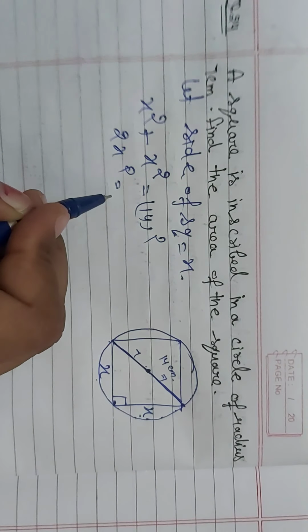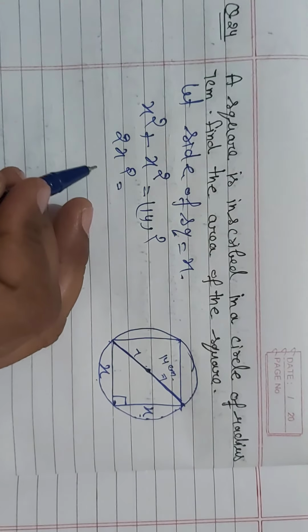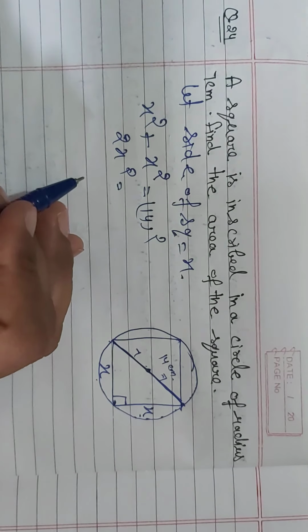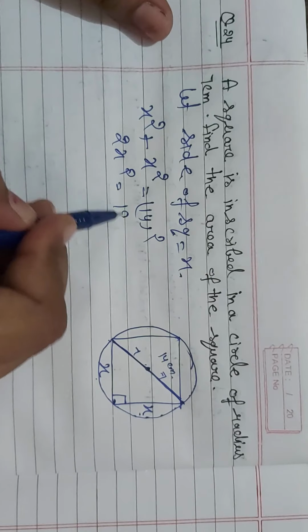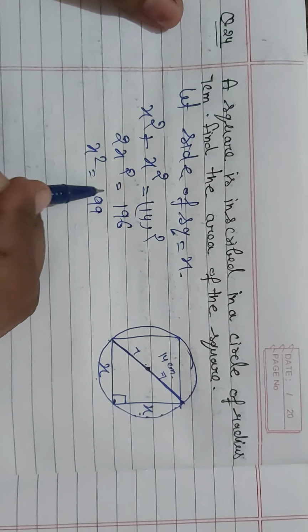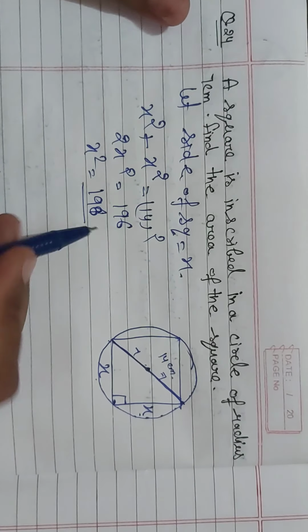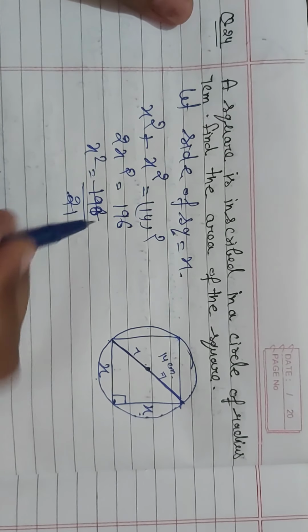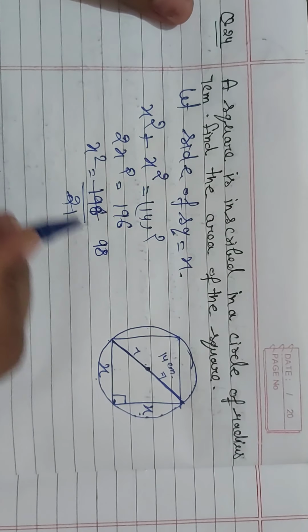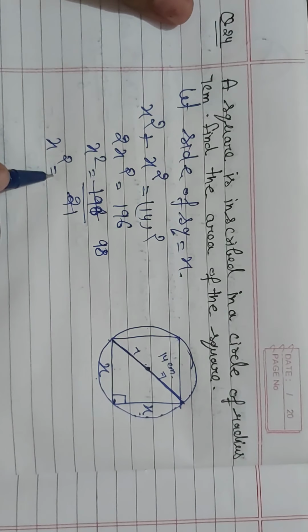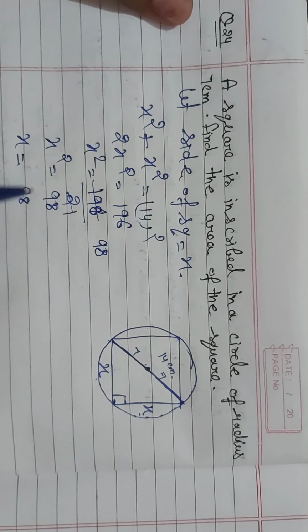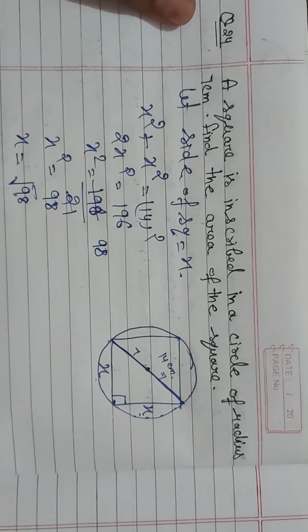14 square equals 196. So 2x square equals 196, and x square equals 196 divided by 2, which is 98. Okay, x square equals 98 and x equals root 98.